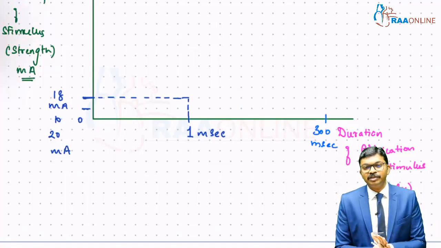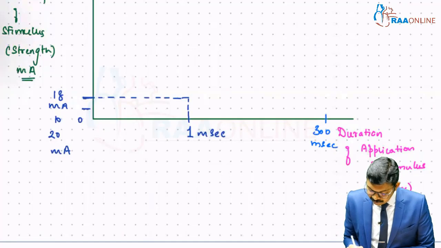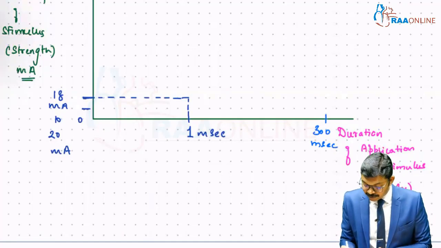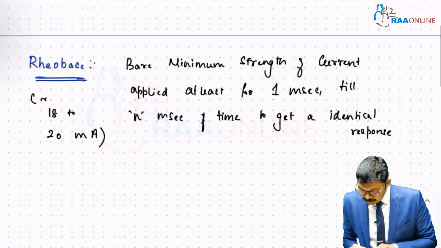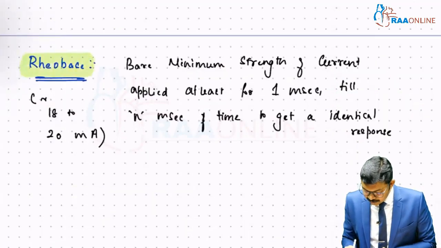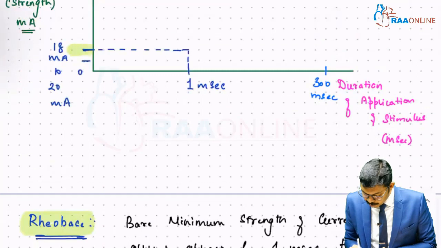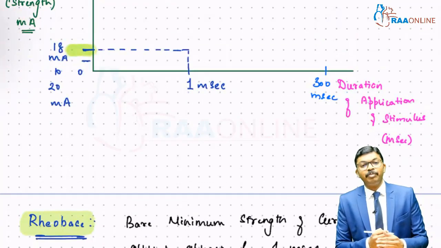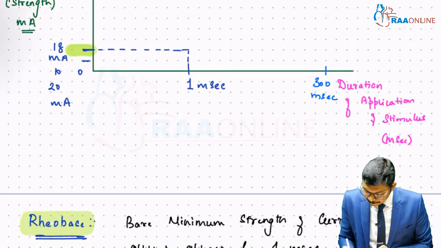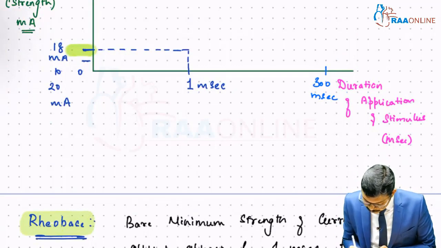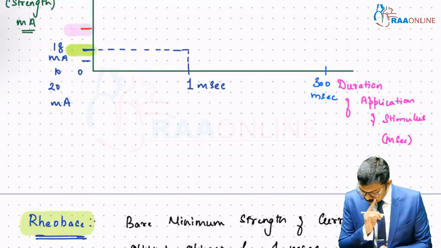Alright, if the intensity of stimulus is going to be increased. Now understand this. If I go for twice the amount of rheobase, consider this is rheobase, which is nothing but 18 to 20 milliamperes. This point is going to be the rheobase, guys. Now if I apply twice the amount of rheobase here, alright, what is the response I am going to get? That's my next question. What is the response I am going to get?